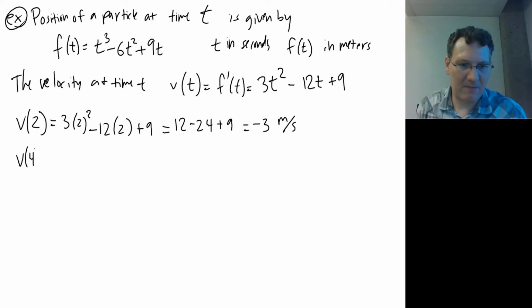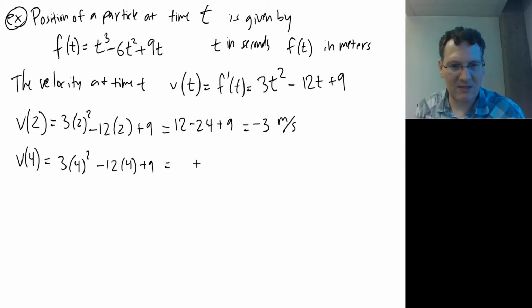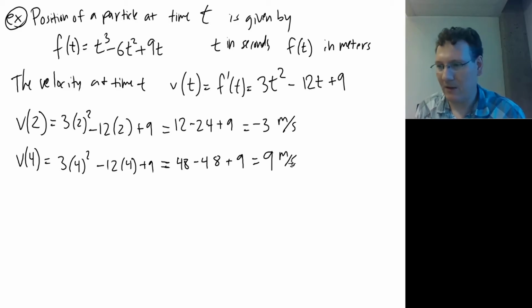The velocity at time 4 would be 3 times 4 squared minus 12 times 4 plus 9, right? So that's going to be 3 times 16. 3 times 16 is going to be 48 minus 12 times 4, which is another 48, plus 9, and so that's going to be 9 meters per second at time 4.